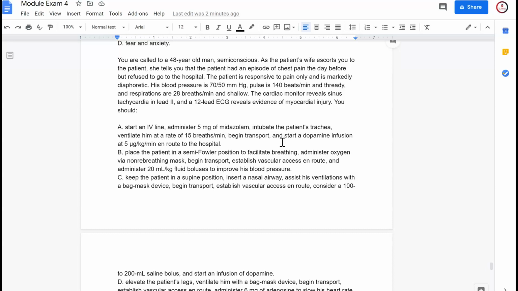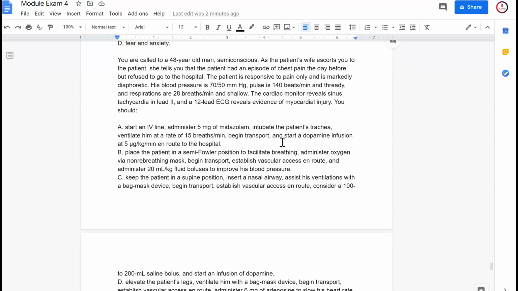You should. All right, so one: start an IV line, administer 5 milligrams of midazolam, intubate him, ventilate him, transport, and then start dopamine. No, just start to finish, no. Place patient in a semi-Fowler position to facilitate breathing. Administer oxygen, non-rebreather. Begin transport, IV en route, and give him fluid boluses. No, I don't like that one either, because if he's breathing shallowly, you should be breathing for him.